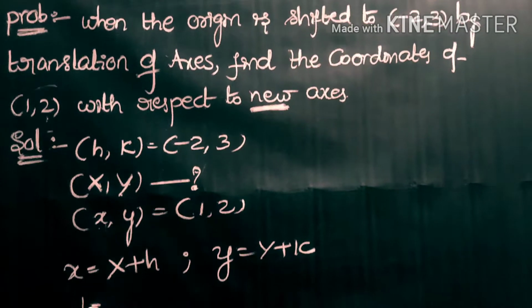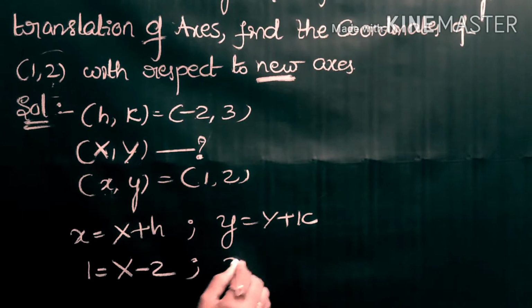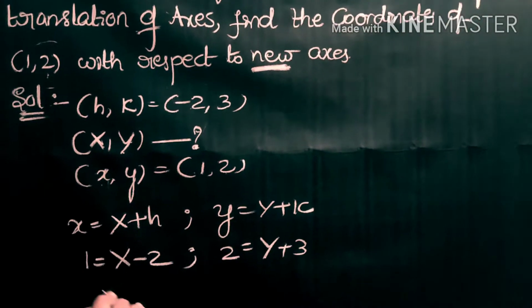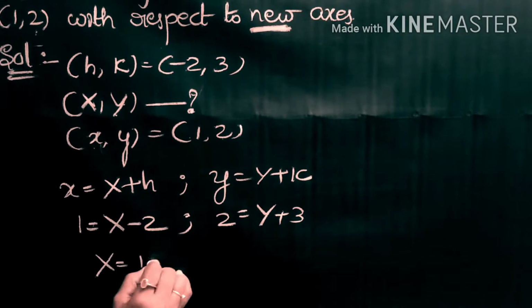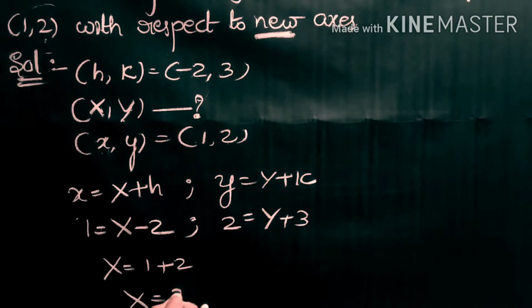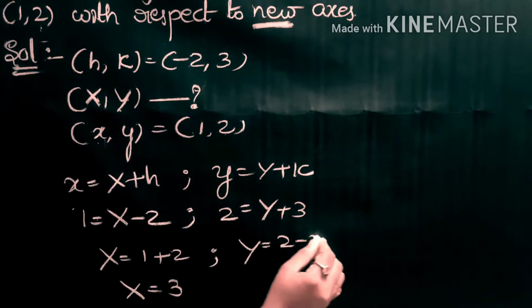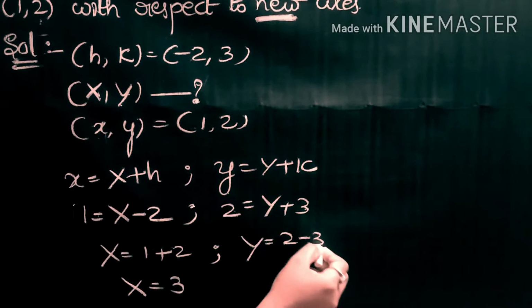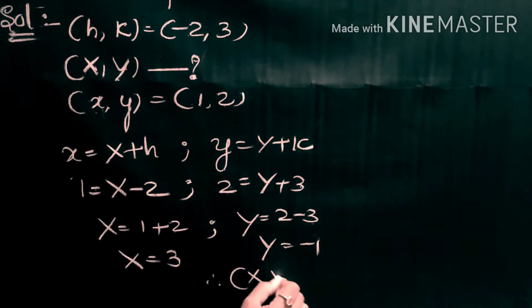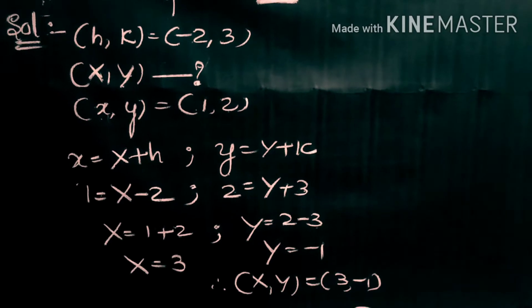Small x is equal to 1, so capital X plus h, with h equal to minus 2, equals 1, and small y is equal to 2, so capital Y plus k, with k equal to 3, equals 2. From this, capital X is equal to 1 plus 2, writing this minus 2 to that side becomes plus 2. That is capital X is equal to 3. And capital Y is equal to 2 minus 3, writing this plus 3 to that side becomes minus 3. That is capital Y is equal to minus 1. Therefore the coordinates capital X comma capital Y are 3 comma minus 1.